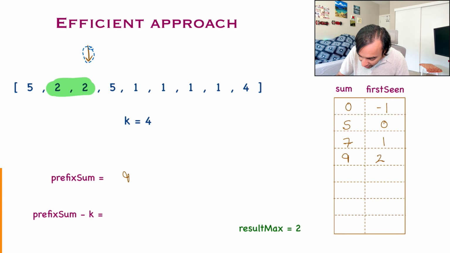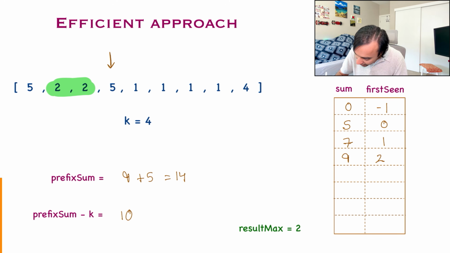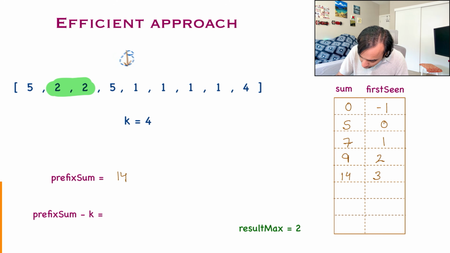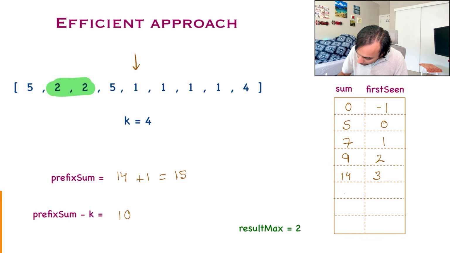We can now move ahead and I am at the element 5. So 9 plus 5 and that gives me a 14. 14 minus 4 is a 10. Have I seen a 10 before? No. But I need to add 14 over here to my map. Move on to the next location now. I get 14 plus 1 and that is a 15. 15 minus 5 is 10. Have I seen a 10 before? No. So I just need to update my map. Move on to the next location.